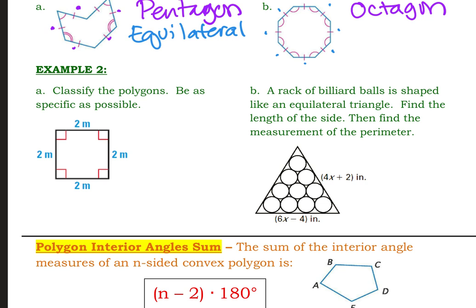In example 2, it says classify the polygons, be as specific as possible. So are all the sides the same? Yes, they're all 2s. Are all the angles the same? Yes. So this is called a regular. And then we look at the shape. How many sides does the shape have? 4 sides. Good. So what is the proper name for a 4-sided shape? Remember, I told you specifically that we're going to call this a quadrilateral.